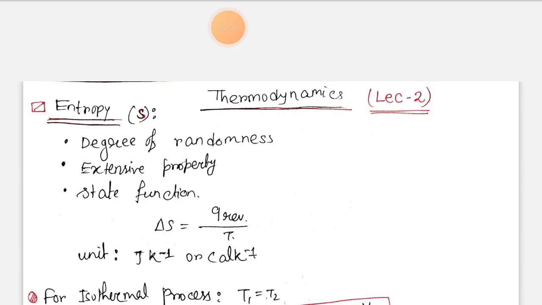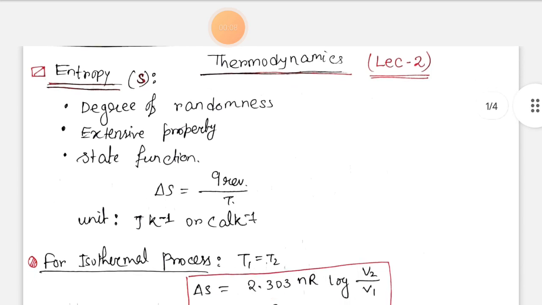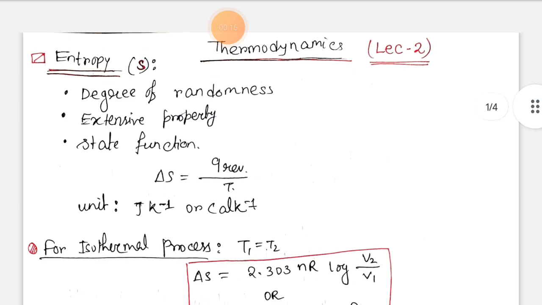In the first class I discussed heat, work and energy and their significance, and the first law of thermodynamics. Today I will discuss entropy. So what is entropy? Entropy is the degree of randomness.